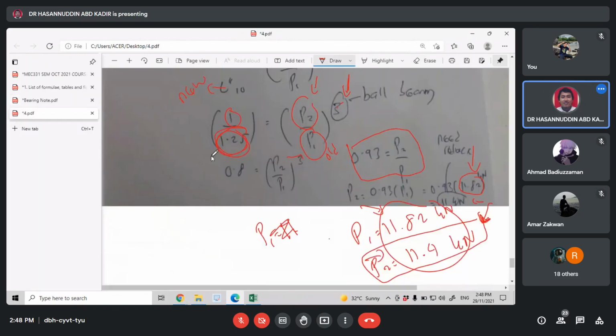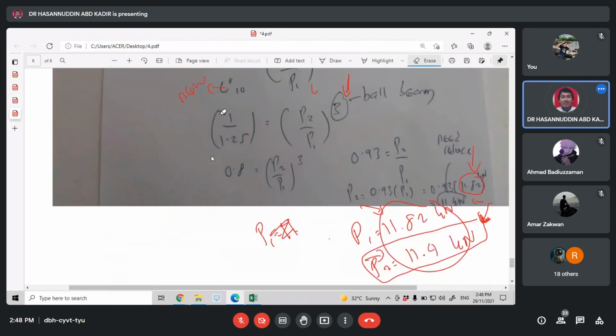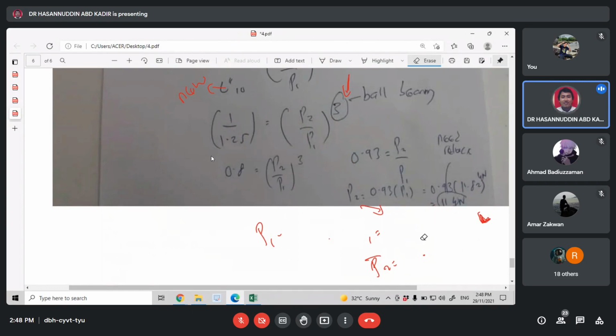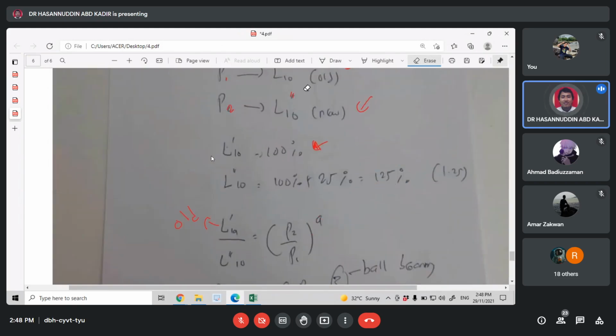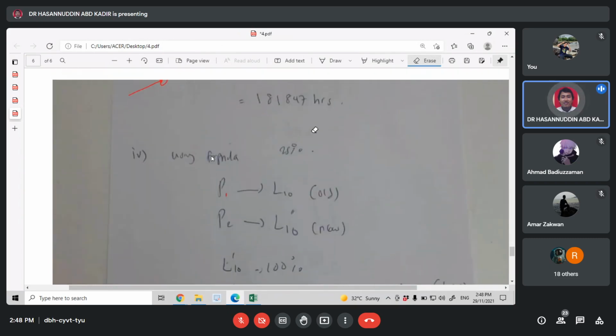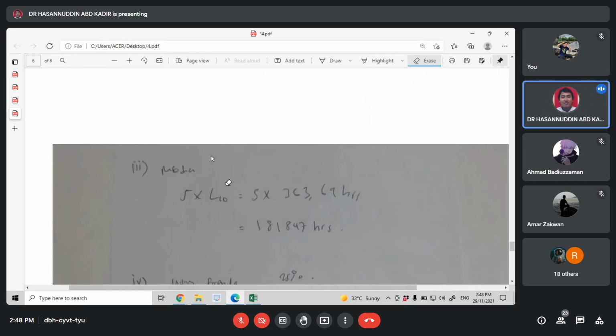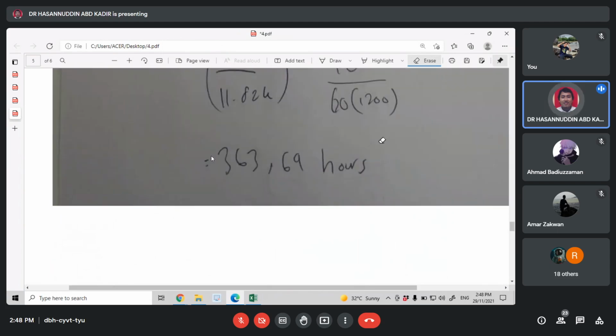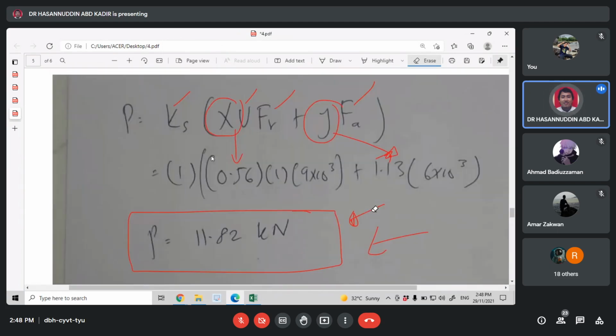Sekali lah sebelum tutup kelas. So they have 4 questions given to you. So overall you must start from the P lah, equivalent of the radial load. We need to find the value of P. So if the radial and axial are given to you, it's a bit difficult lah, because we need to apply the value of X and also the value of Y under our formula.